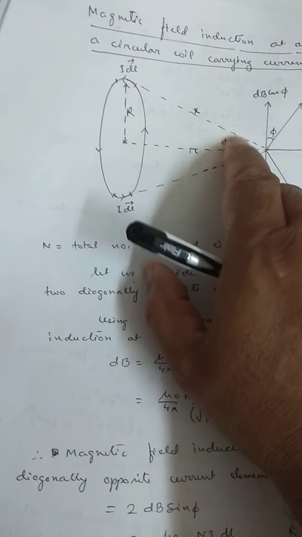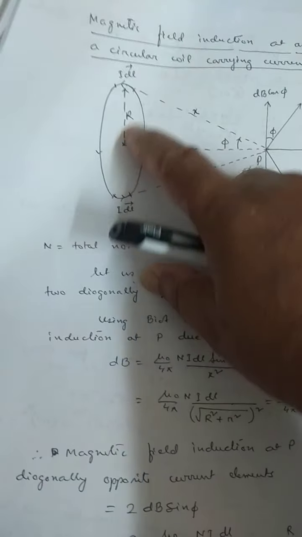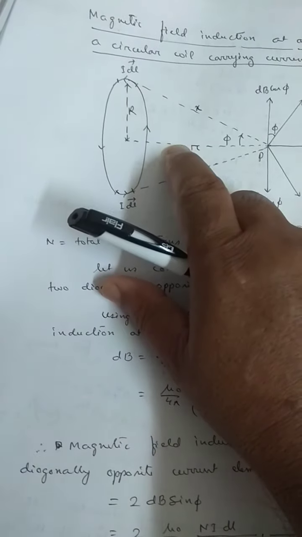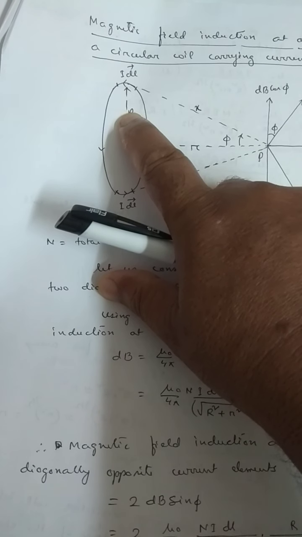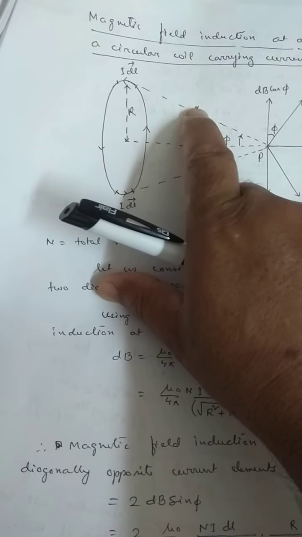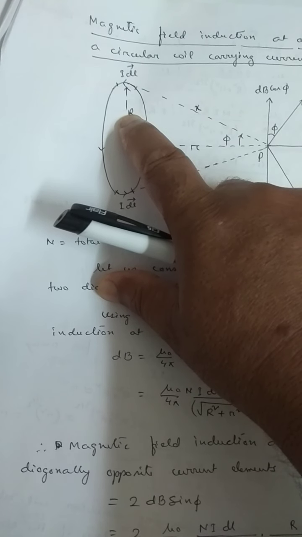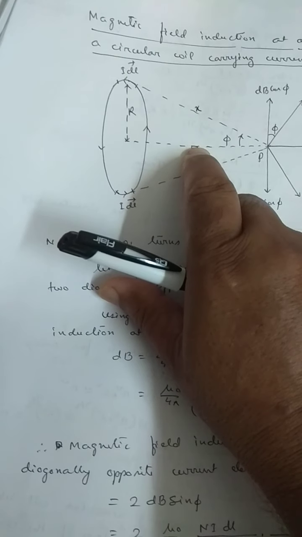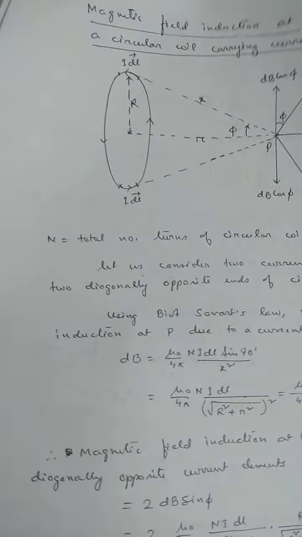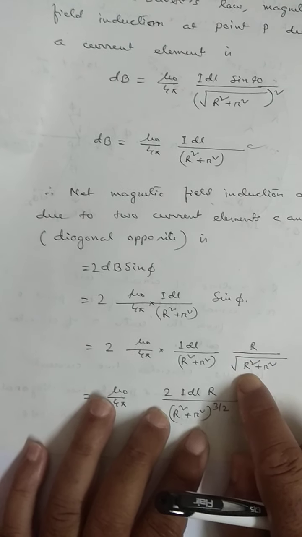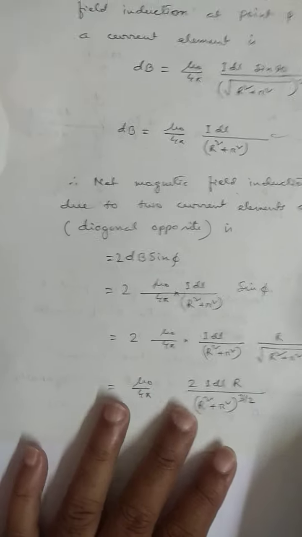But what is sin phi? This angle is phi. This is small r, this is capital R, and this is x. So this is hypotenuse, this is base, and this is perpendicular. What is sin phi? Sin phi is equal to perpendicular by hypotenuse. Perpendicular is capital R, and hypotenuse is square root of small r square plus capital R square. Therefore, sin phi is equal to capital R divided by square root of R square plus small r square.